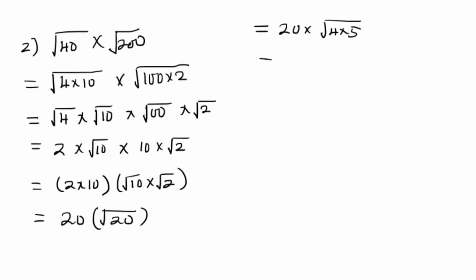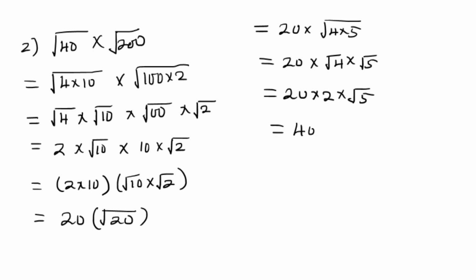So the square root of 20 can be expressed as the square root of 4 times 5, and this will be 20 times the square root of 4 times the square root of 5, and we have 20 times 2 times the square root of 5. We know that 20 times 2 will give us 40, and the square root of 5 still remains because 5 is not a perfect square. So this will be the solution to this question.